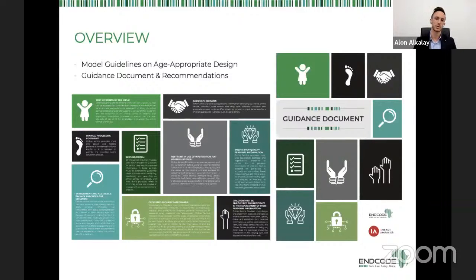Then what we did was we also put forward a guidance document, and within that document, we reiterate the different model guideline statements, and we also provide answers to the following questions. What do we mean by the guideline? Why is it important? And how can you adhere to the guideline?